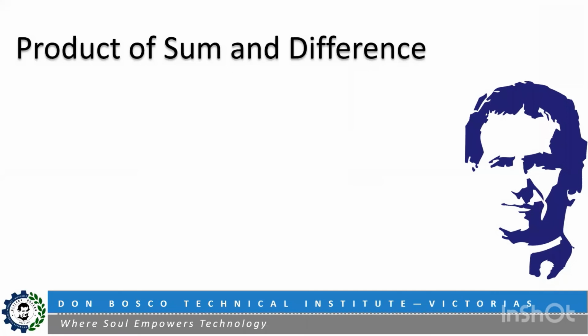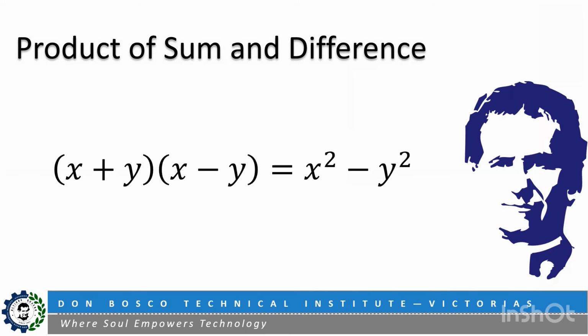The next special product is the product of sum and difference of the same terms, with the pattern x plus y times the quantity x minus y that will result to x squared minus y squared.